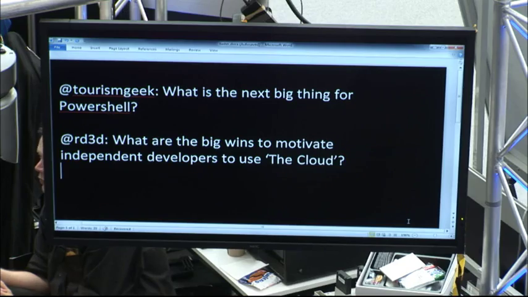What are the big wins to motivate independent developers to use the cloud? Why should independent developers consider using the cloud? I like this question. I always ask: are you planning to succeed or planning to fail? Most people say that's a dumb question, of course I'm planning to succeed. Then how are you going to deal with that success?